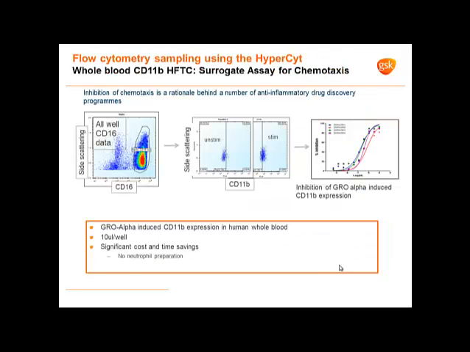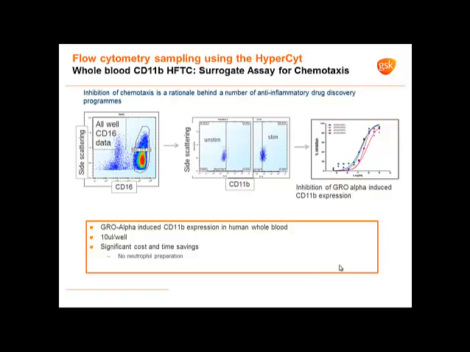We're also using the HyperCyt just for doing normal routine target-based assays, and this is just an example where we've been using it to look at CD11b upregulation in Gro-alpha stimulated whole blood. CD11b is a surrogate for chemotaxis, and as you know, chemotaxis is a rationale behind a number of anti-inflammatory drug discovery programs. What we can do with whole blood is stimulate and treat with a compound, then fix and lyse and label with a specific neutrophil marker.